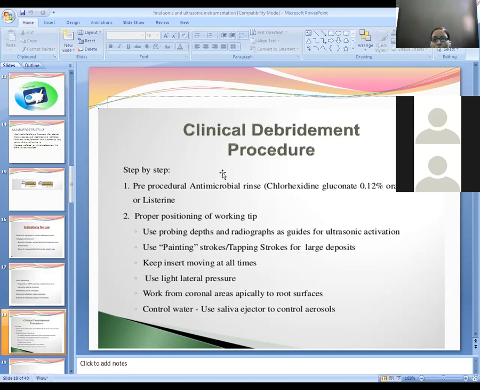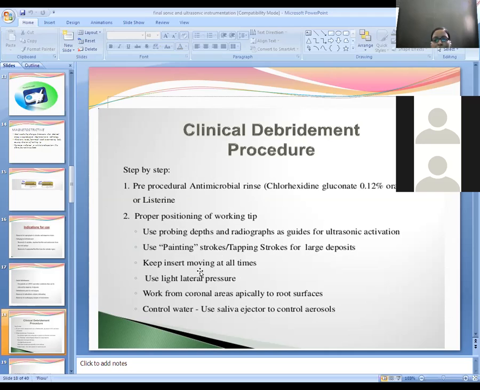The importance of that antimicrobial rinse is that it causes decreased aerosol formation. Then second, the proper position of a working tip. Use the probing tip and the radiograph as a guide for the ultrasonic activation. Use painting strokes or tapping strokes for the larger deposits. Keep an insert moving at all times. Use a light lateral pressure.